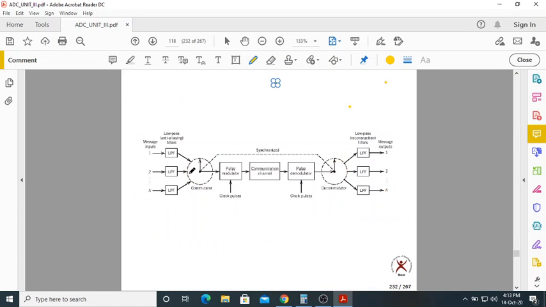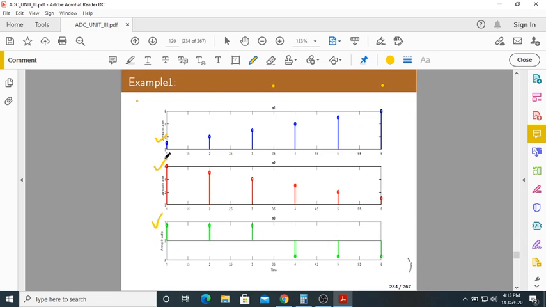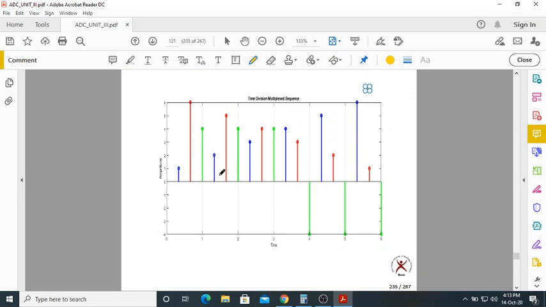So what we will do means, it has some cycle. It rotates like this. If it completes one cycle, it collects the first sample from all 3 signals in one cycle. In the next cycle it will collect the second sample from all 3 signals. In the third cycle it will collect the third samples from all 3 signals, and so on. Now this is the time division multiplexed signal.